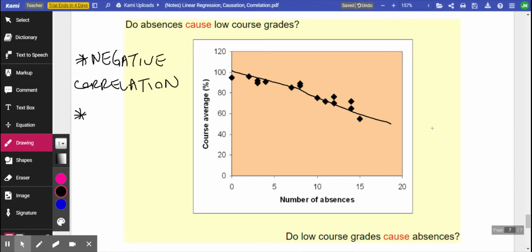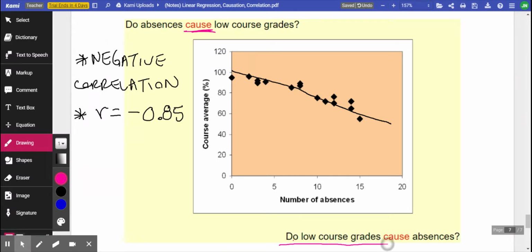The points seem to be pretty close to the line. So I'm going to estimate the R value to be a negative number because it's going down. Let's say, I don't know, negative 0.85. This is a guess. In the future, you can look into more specifically how to get that R value, but we're not going to discuss that in this class right now. And then finally, we just have to figure out, does one cause the other? Is there causation? Do the number of absences cause low grades, or do low grades cause the number of absences? So let's answer this question.